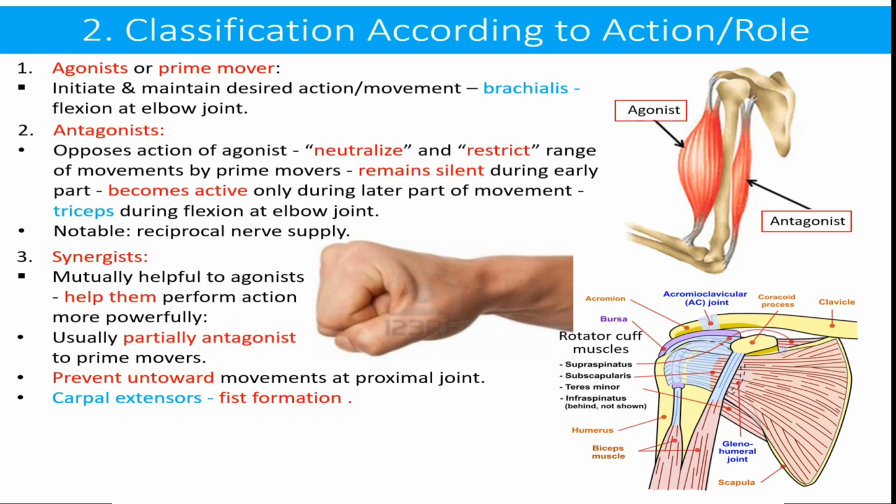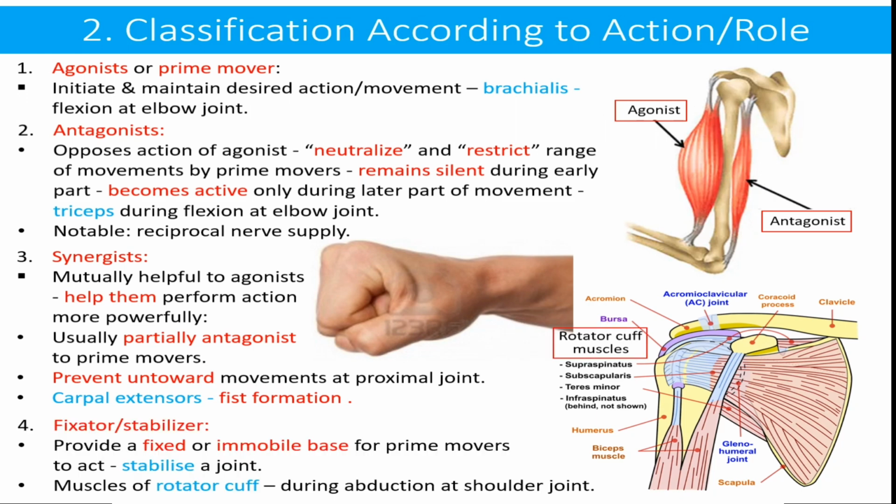Third group is synergists. These muscles are mutually helpful to the prime movers. They help them perform action more powerfully by usually being partially antagonist to the prime movers, and they prevent the untoward movement at the proximal joint involved. Example are the extensors of the carpus during fist formation.